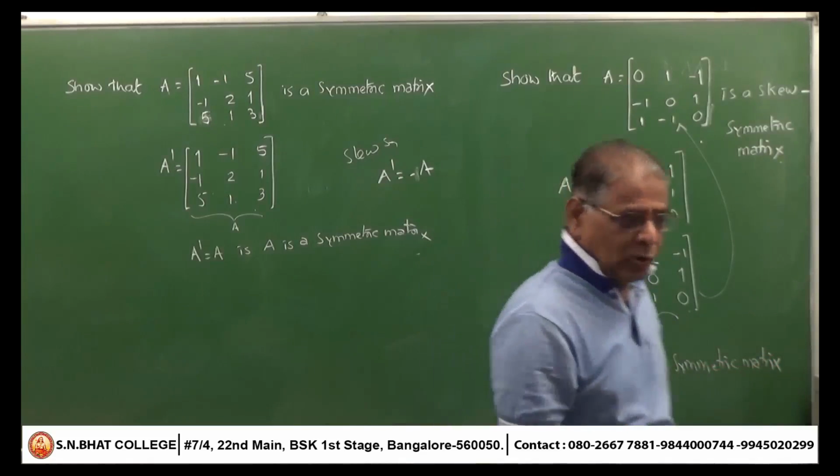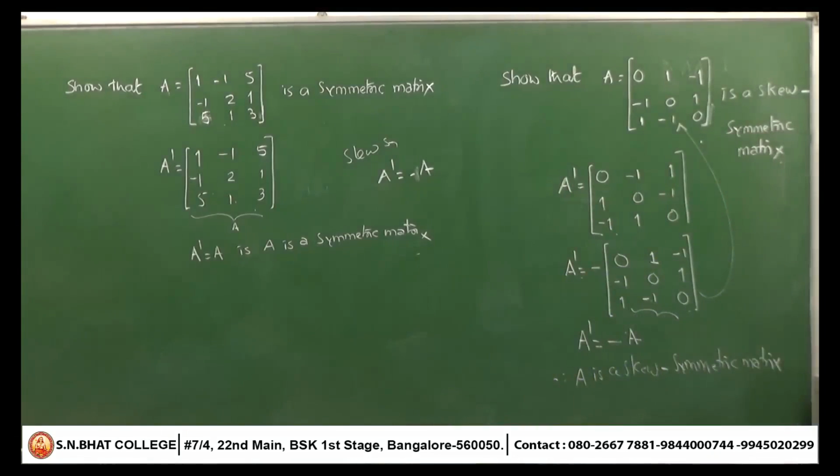Symmetric means A transpose is equal to A. Skew symmetric is A transpose is equal to minus A. We have shown that A transpose is minus A. Therefore, A is a skew symmetric matrix.